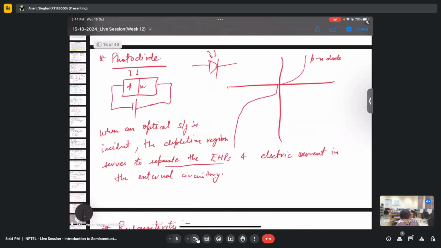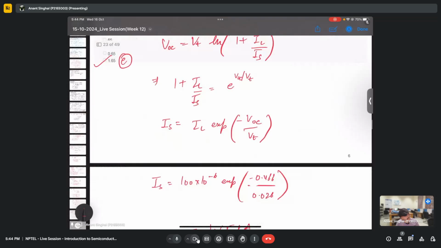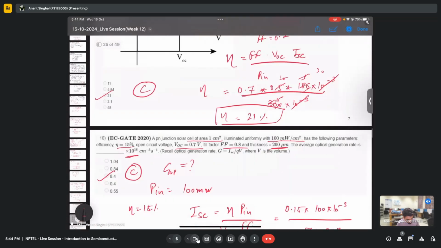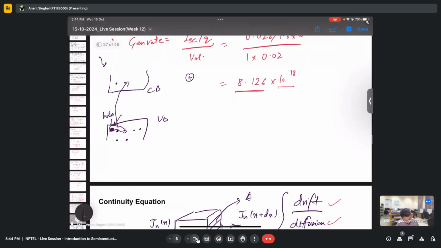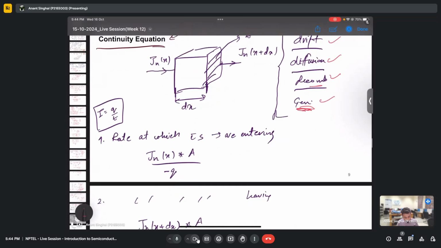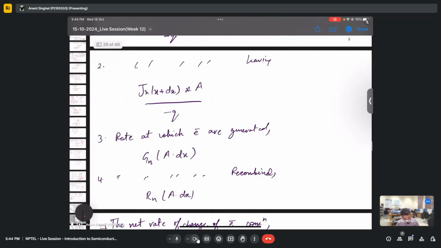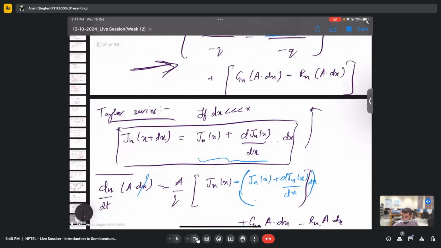Most of them are like this, and we covered certain numerical problems, and this is how we ended the course. The LED part that remains was more or less theoretical, so you can go through the lecture for that. And the continuity equation derivation was left in all the lectures. So only yesterday we did this continuity equation, and we had certain assumptions for the low level injection of the minority carriers.